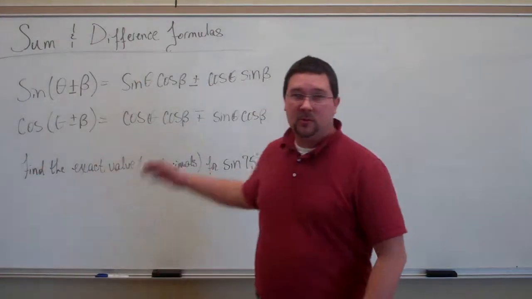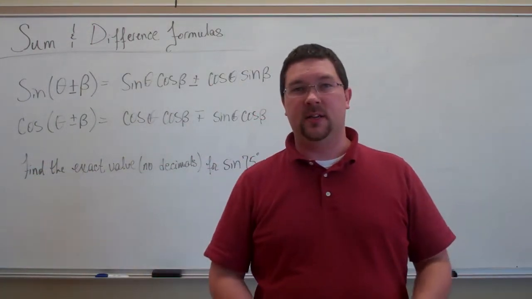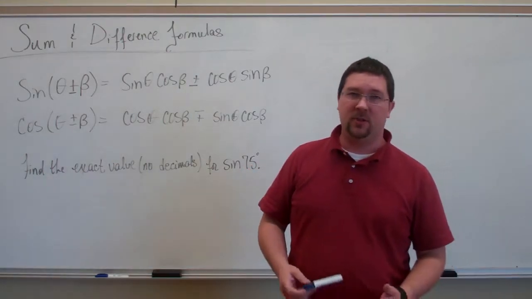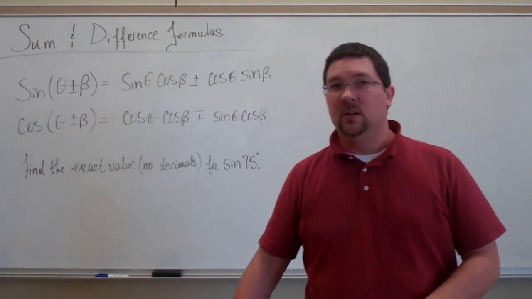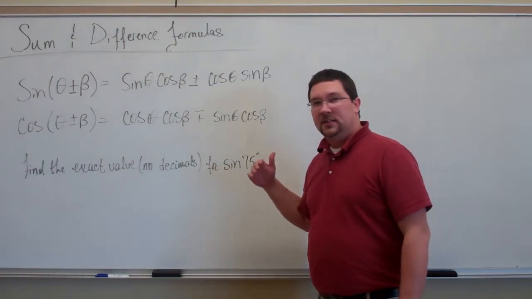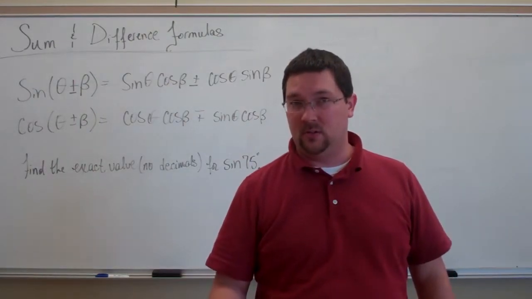Alright, so in this video we're going over the sum and distance formulas. Now, before, we've been taking the sine and cosine of angles that are on the unit circle, like pi over 3, pi over 6, pi over 4, and so on. Now, what happens if I wanted you to take the sine of, say, 75 degrees? 75 degrees is not on the unit circle.